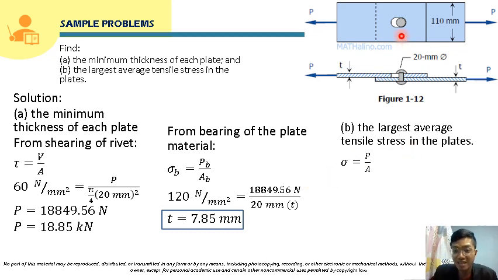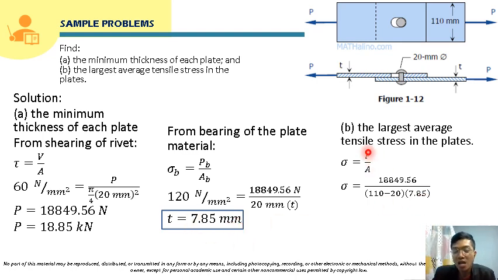So we will choose that. We will choose this section to solve for the critical stress, because if the area here is less than the area at this part of the plate, it means that the stress here will be critical at this section. So we will use the area at this section. The area for this section will be 110 minus the hole. The hole here is 20 millimeter, so we will subtract that, and then multiply by the thickness of the plate, which is 7.85 millimeter.